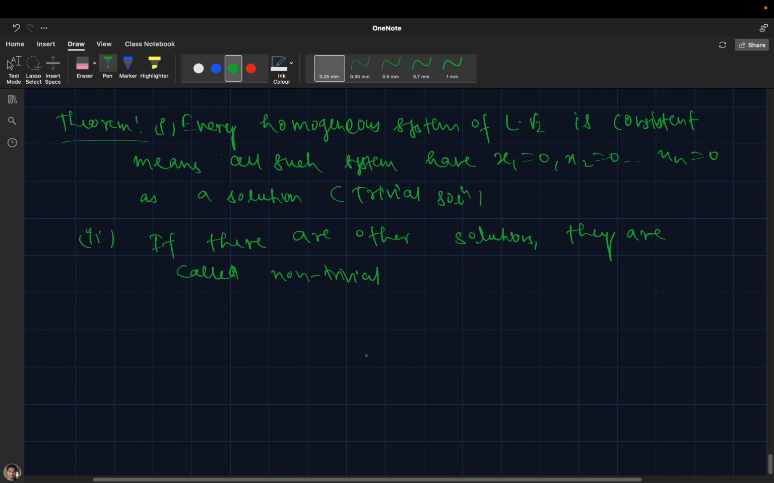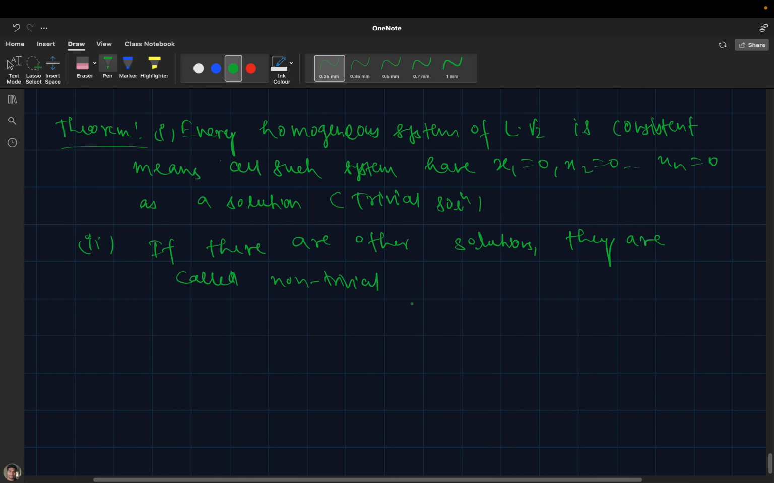Okay, so what are you getting from this? It is saying that every homogeneous system of linear equations is consistent. You cannot find such a homogeneous system which has no solution. At least you can get the trivial solution, x1 equal to 0, x2 equal to 0, dot dot xn equal to 0. If there are other solutions, those solutions are called non-trivial.